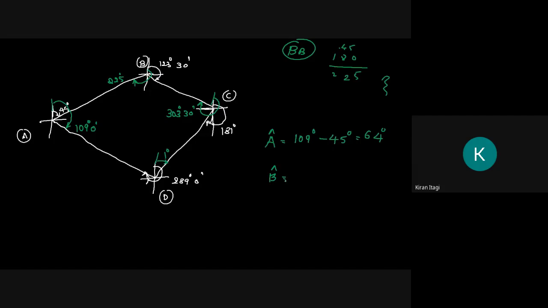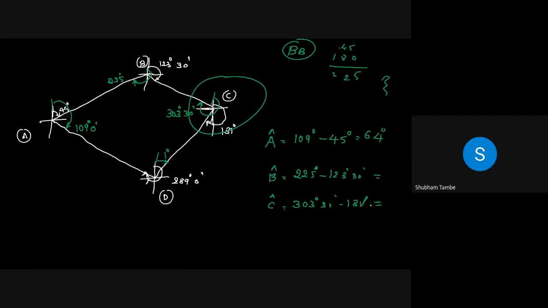Similarly, what is angle B? Just simple: greater angle minus lesser angle. 225 degrees minus the lesser angle, 120 degrees 0 minutes. Similarly, go for angle C. Greater angle minus lesser angle: 303 degrees 30 minutes minus 181 degrees. It is 122 degrees 30 minutes.